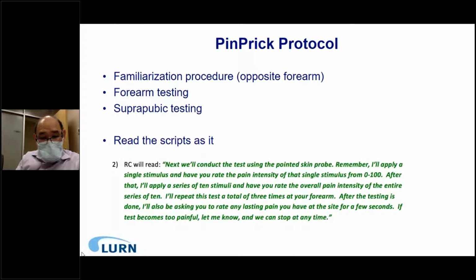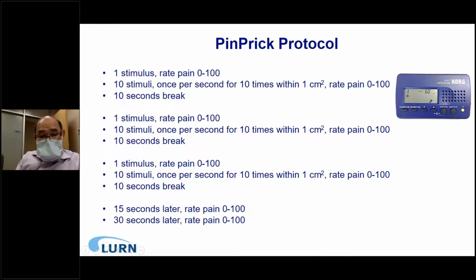So let's move on to the next slide. This is the sequence; the protocol will spell it out. Essentially, for the pinprick, you stimulate them one time, have them rate from 0 to 100, then give them a little break, and then you do it 10 times in the sequence. You want to do this within a very small area, within a centimeter. You don't poke the same point over and over again, but stay within the same 1 centimeter area.